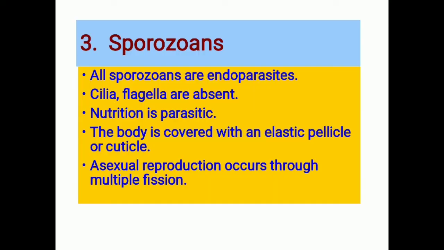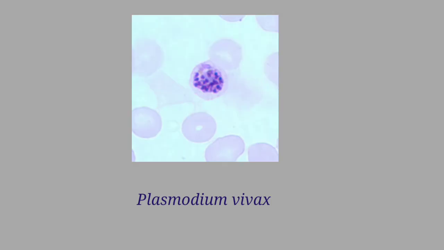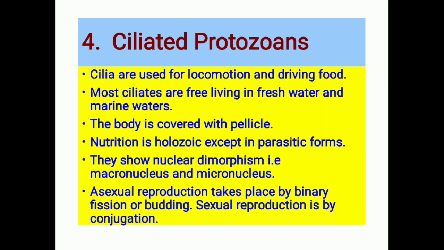Now, a common example of a sporozoan is Plasmodium vivax, which is the causative organism for malaria in human beings. And in the diagram, you can see an infective cell of Plasmodium vivax. And the last group of animal-like protists are the ciliated protozoans. So cilia are used for locomotion and for driving food.